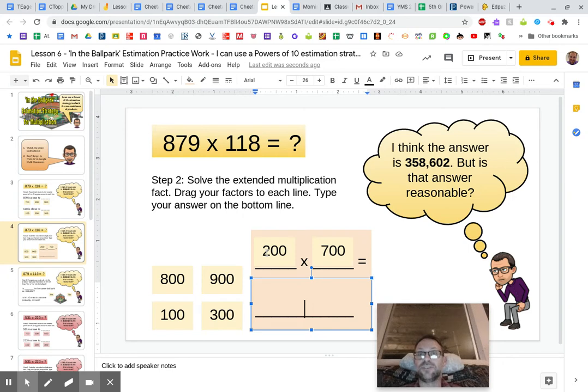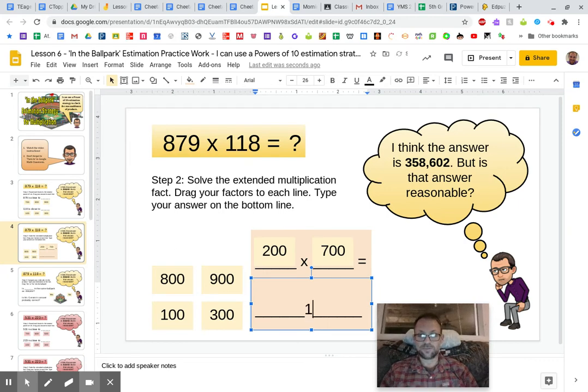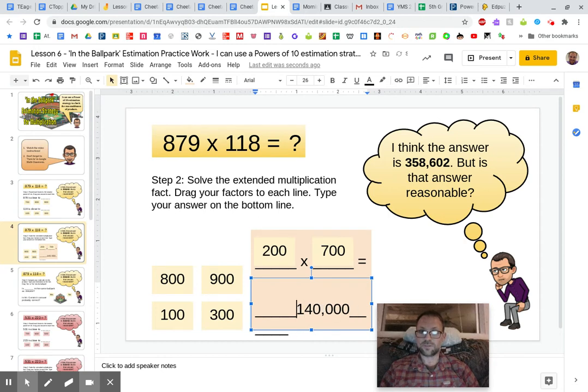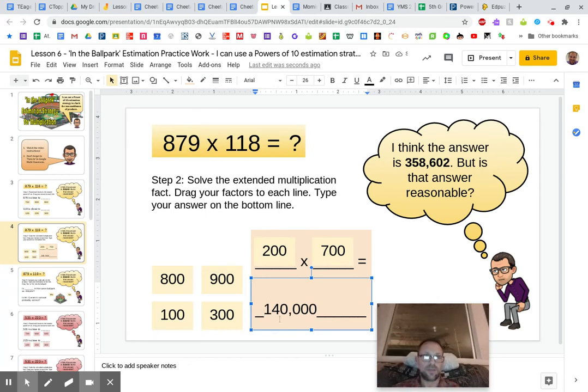In this case, let's just do it, I suppose. In this case, let's see, 2 times 7 is 14, plus 1, 2, 3, 4 zeros. So I'm thinking it's 14 plus 1, 2, 3, 4 zeros. That's 140,000. Okay, so that's step 2. I'm getting ahead of myself.